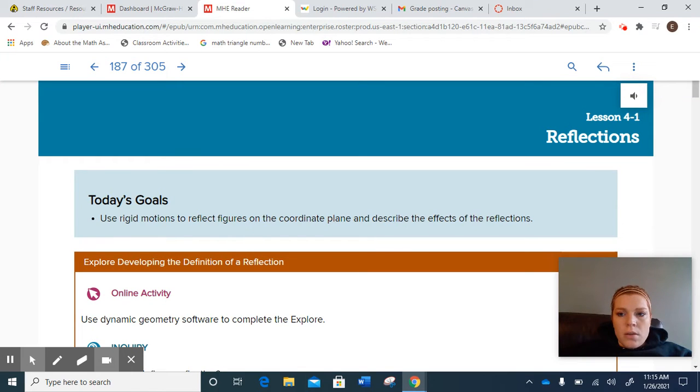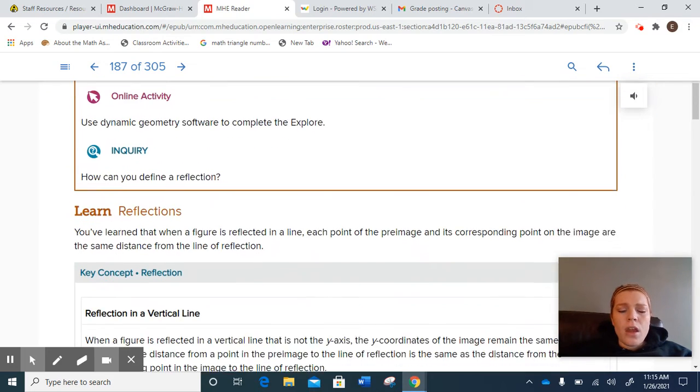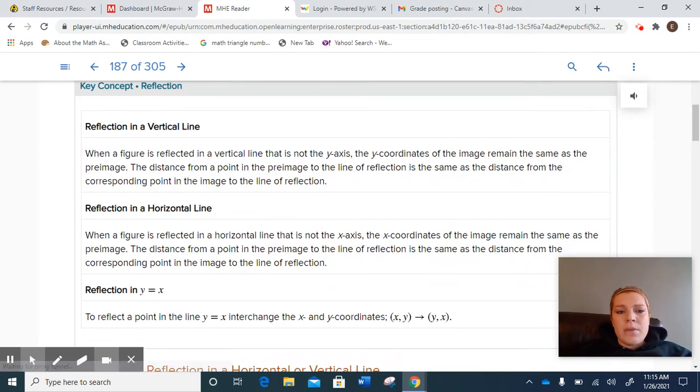So, chapter 4 is all about transformation. The three main types of transformations are reflections, rotations, and translations. In 4.1, we're starting with reflections. And there's three different types that you could have.